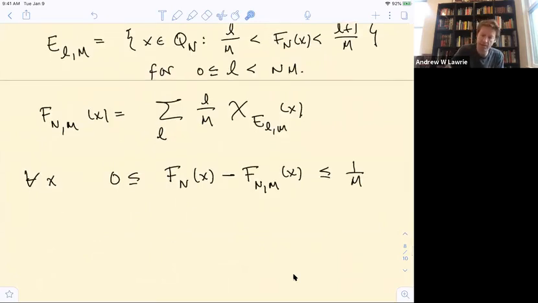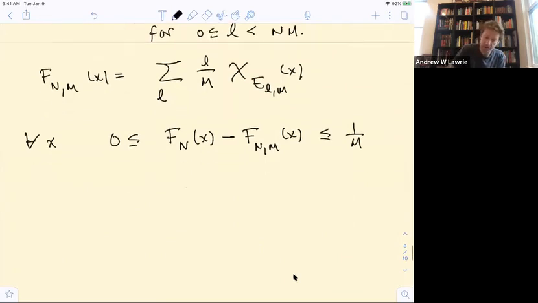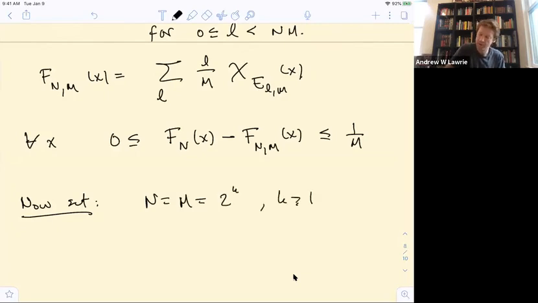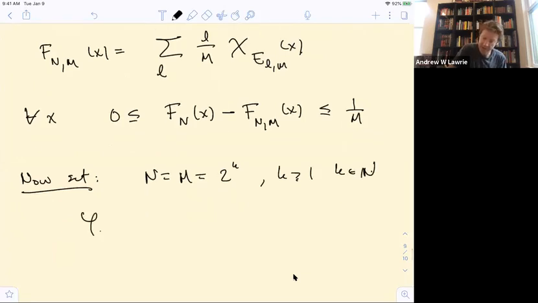This is a simple function, right? Okay, and now I'm basically done. So I just want to unify my indices. Now set n equals m equals 2 to the k. I want them both to go to infinity. For every k bigger than or equal to 1, let phi_k be equal to f_{2^k, 2^k}.